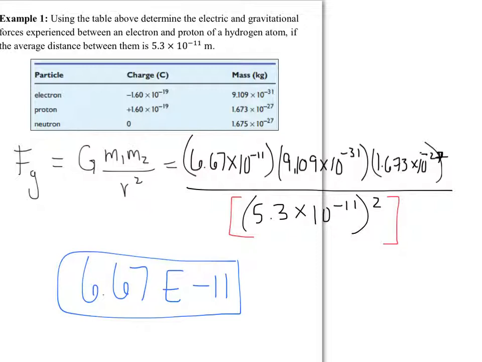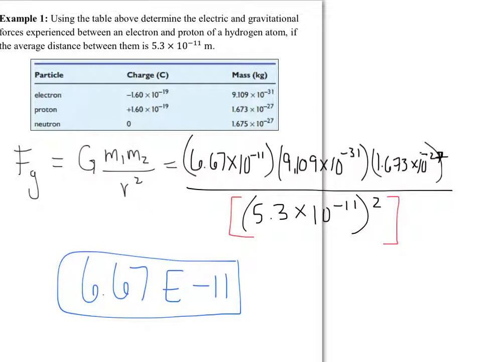Notice, by the way, how much more massive a proton is than an electron? 10,000 times more massive. How do I know 10,000? Look at the difference in their exponents. How much do 31 and 27 differ by? Right, 31 minus 27 is 4. So they differ by 4, and 10 to the 4 is 10,000. So a proton is about 10,000 times more massive than an electron. Okay, a lot more massive.